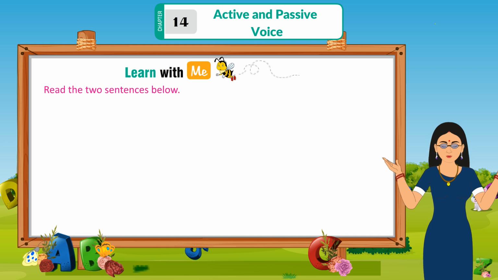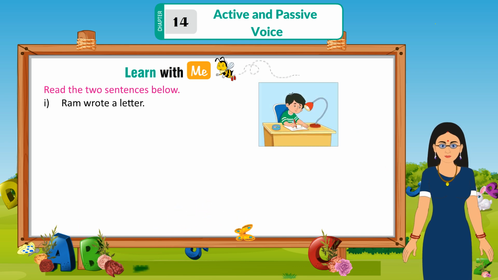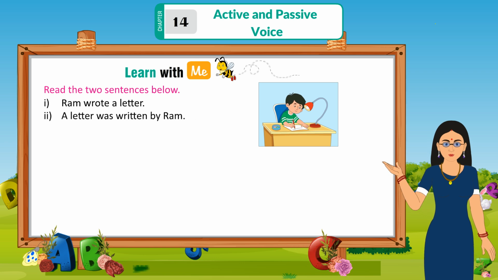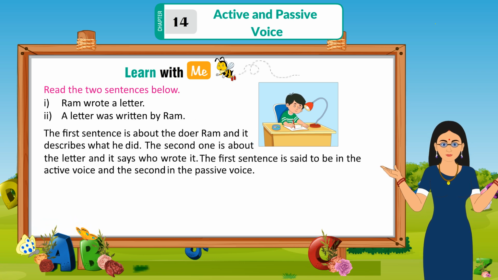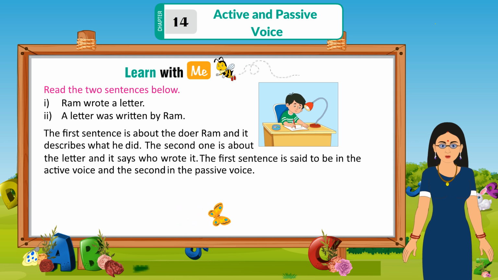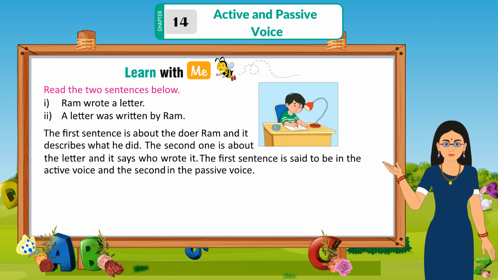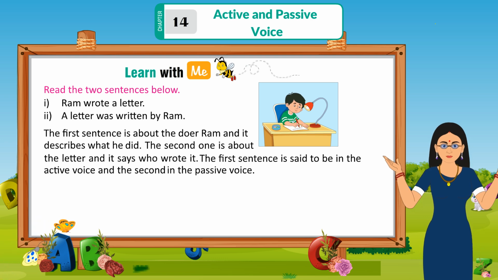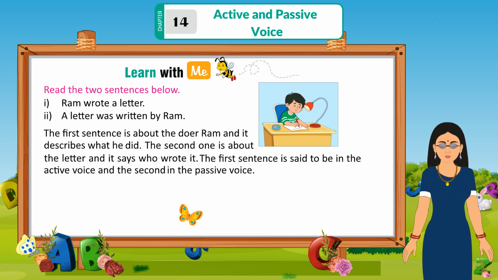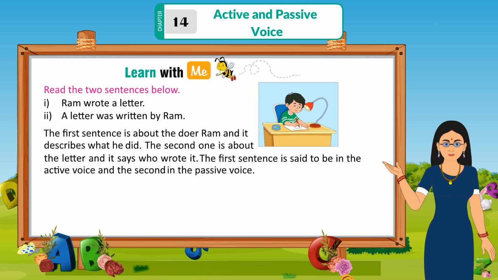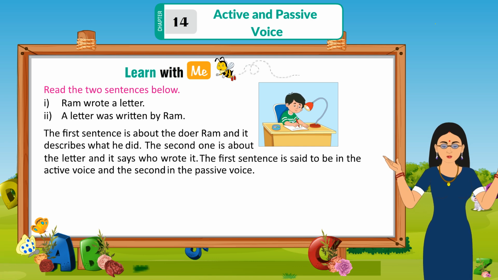Read the two sentences below. Ram wrote a letter. A letter was written by Ram. The first sentence is about the doer Ram and it describes what he did. The second one is about the letter and it says who wrote it. The first sentence is said to be in the active voice and the second in the passive voice.